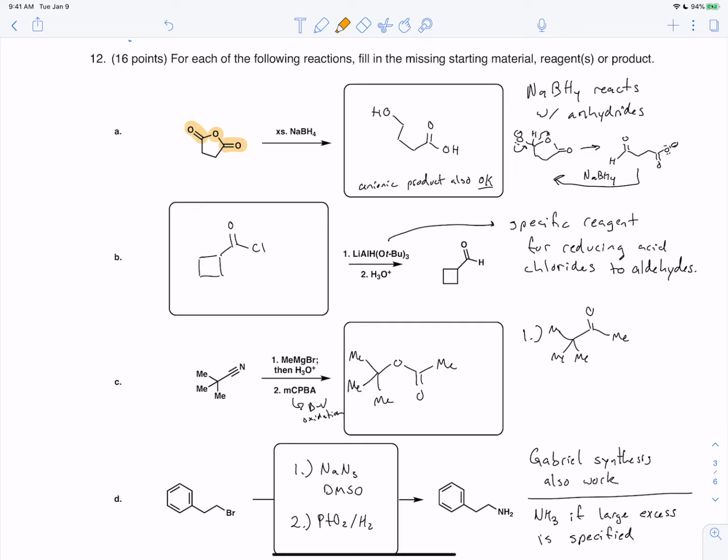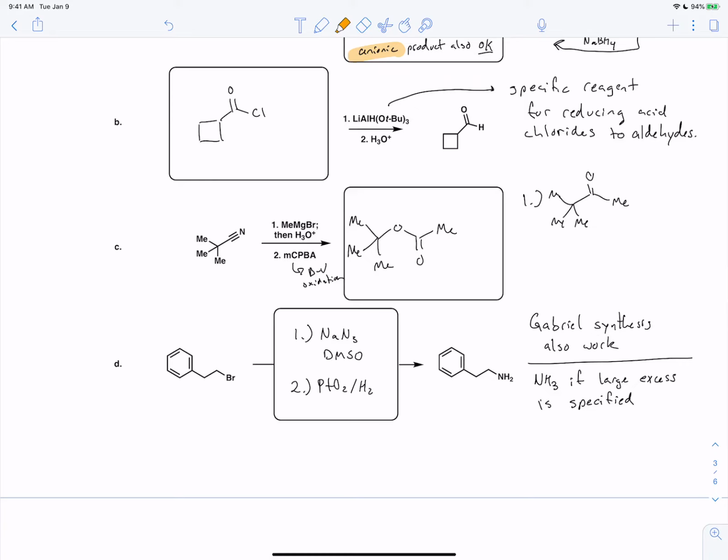After the initial addition, we get a tetrahedral intermediate as usual. Collapse of this tetrahedral intermediate will give a carboxylate salt and an aldehyde, and we have excess sodium borohydride around. So this is able to reduce this aldehyde, which goes to a carboxy alcohol after workup. If you drew the anionic product, since I didn't explicitly list a workup, that was accepted as well. No worries.